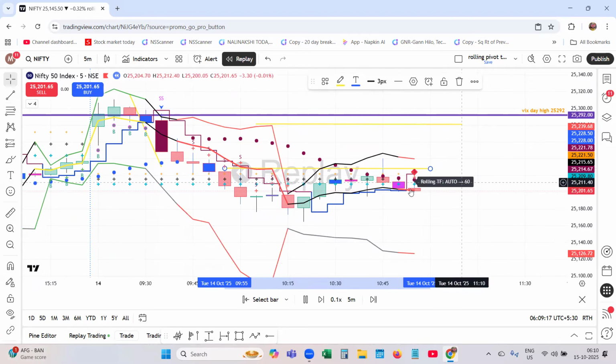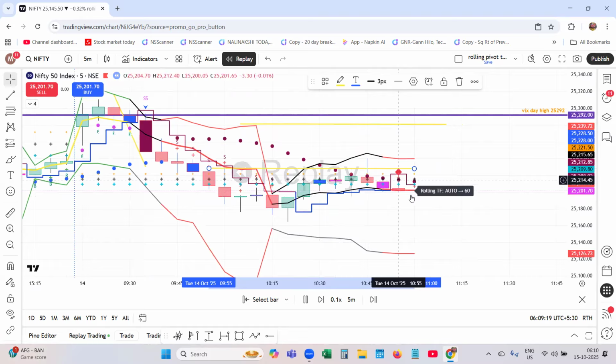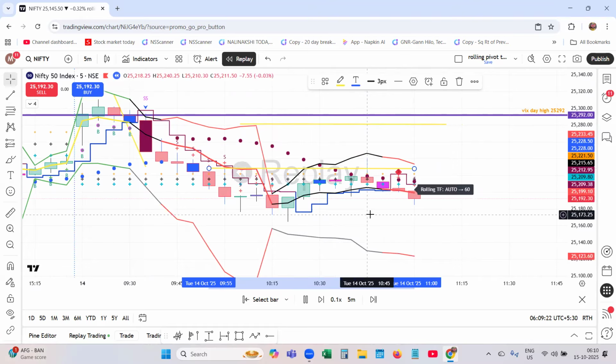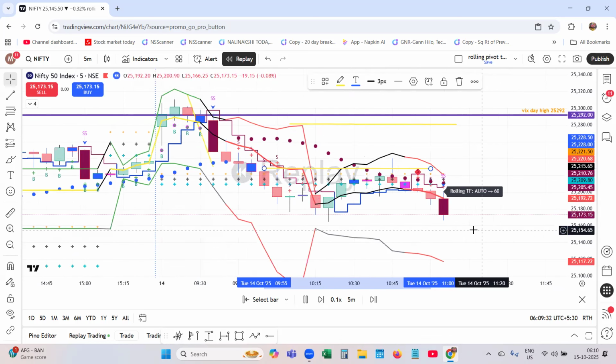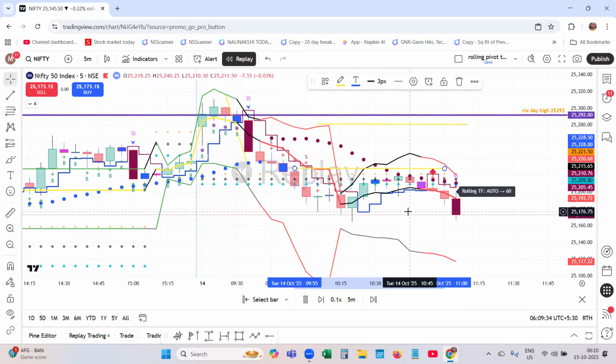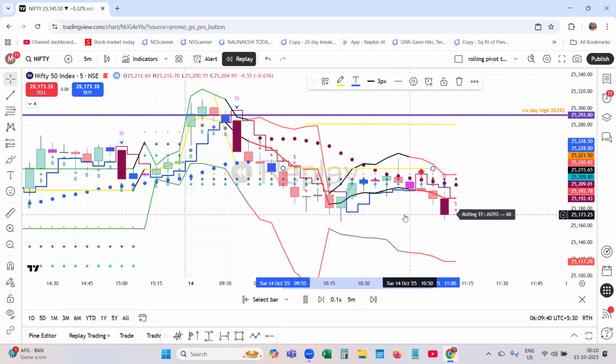This is just a pullback, and the shorter period Gann HiLo is alerting you it is a retest of the higher time frame. There is no trend change. So in combination with this, you are not going to make any mistakes. So I've added CPR.